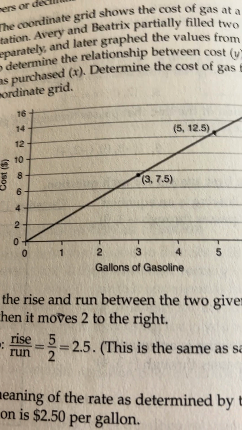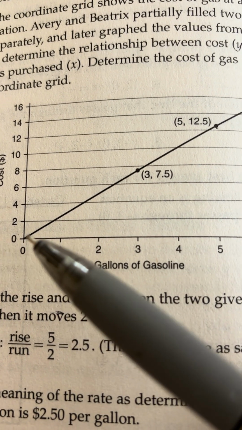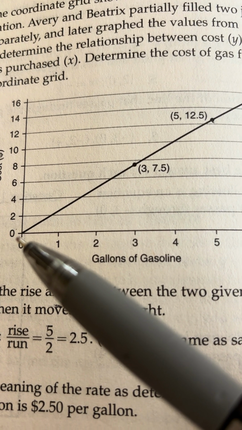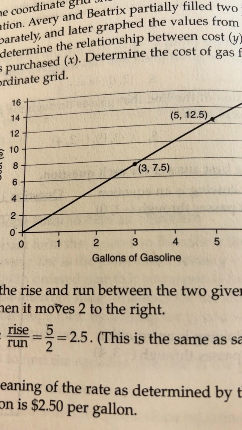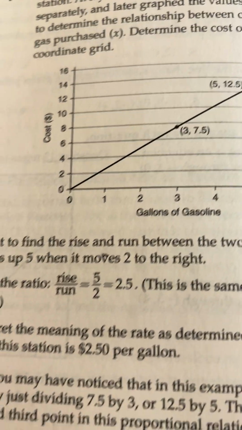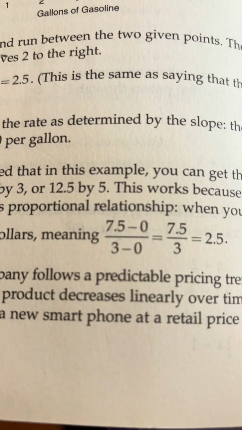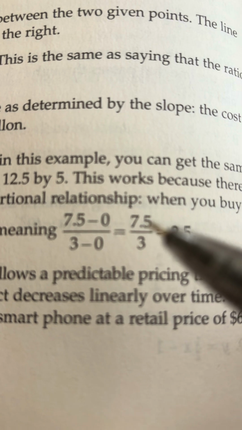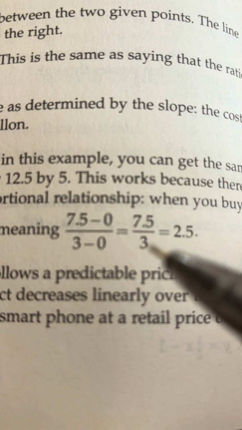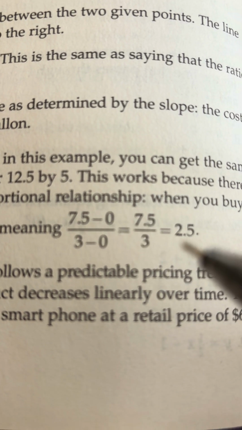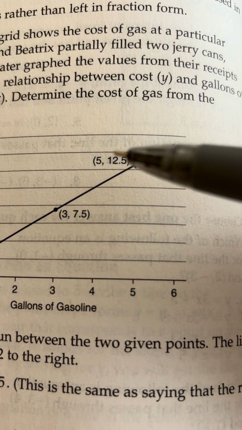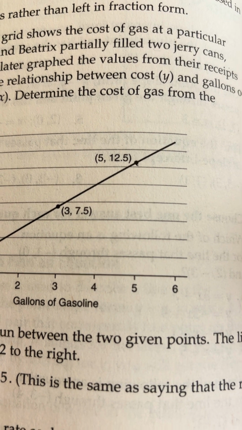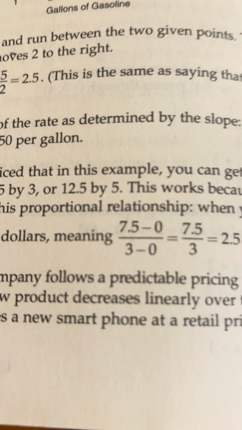Now this one is even better than the slopes we've done before, because do you see how this grid goes through 0, 0? So you can use the point 0, 0, which makes your life even easier, because you can just take a point, the y was 7.5, and divide it by 3, because you're subtracting 0, and get 2.5. Or you could have used 12.5 divided by 5. So that is just a little bit of a time saver for you there.